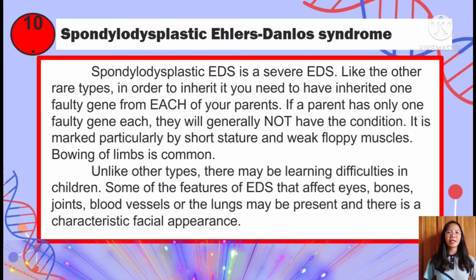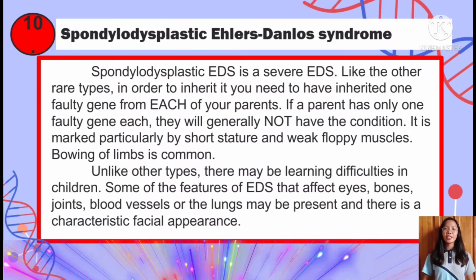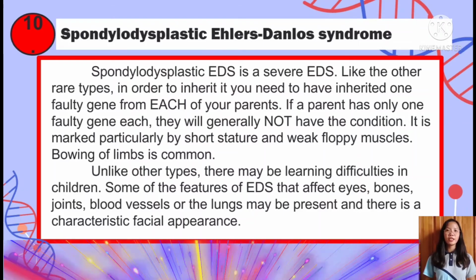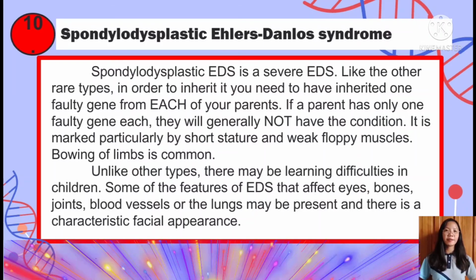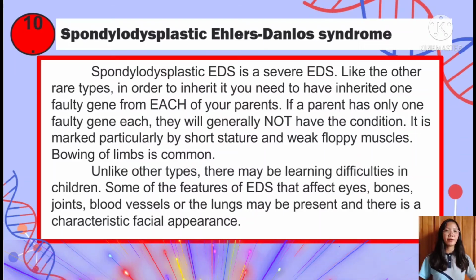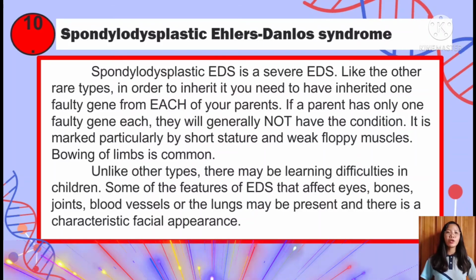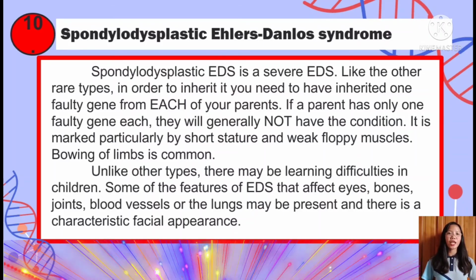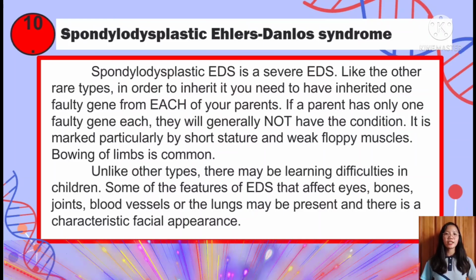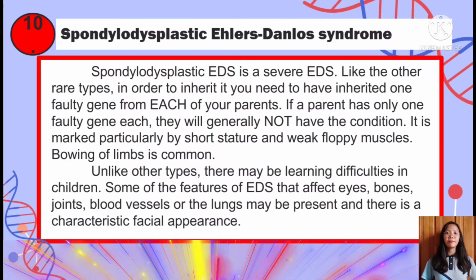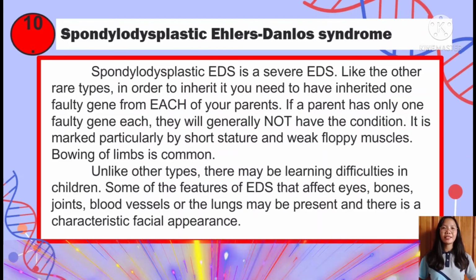Tenth is the spondylodysplastic Ehlers-Danlos Syndrome. It is one of the severe types of EDS. Like the other rare types, in order to inherit it, you need to inherit one faulty gene from each of your parents. Spondylodysplastic Ehlers-Danlos Syndrome is marked particularly by short stature and weak, flabby muscles. Bowing of limbs is common. Unlike other types, there may be learning difficulties in children. Some of the features of EDS that affect eyes, bones, joints, blood vessels, or the lungs may be present, and there is a characteristic facial appearance.